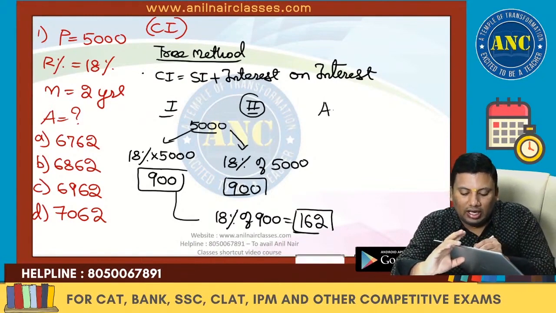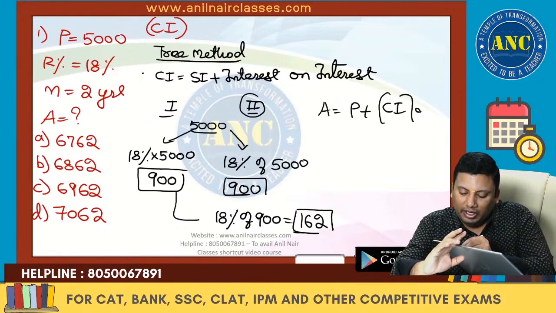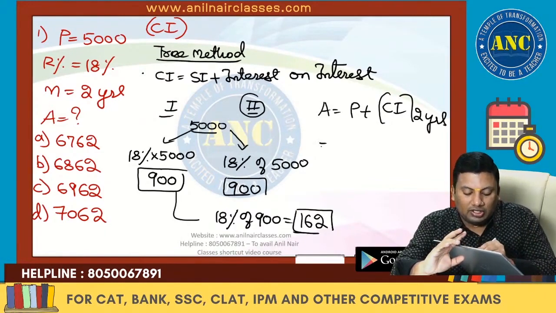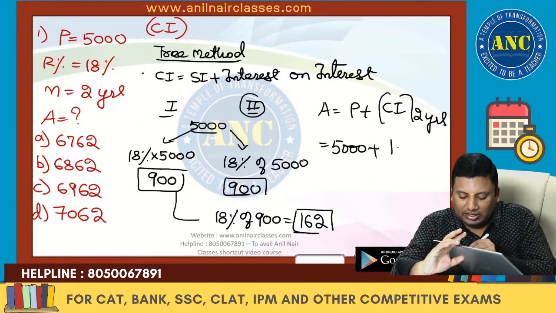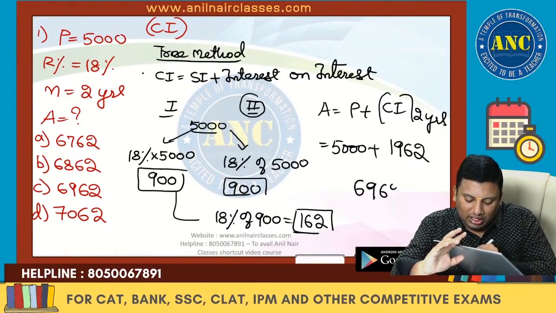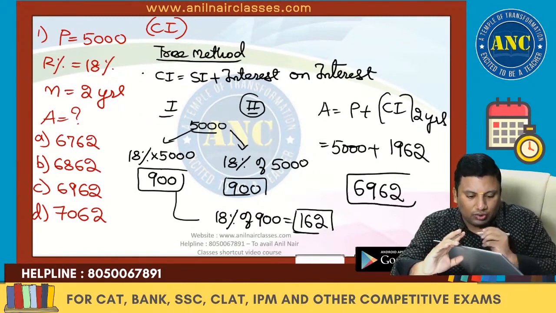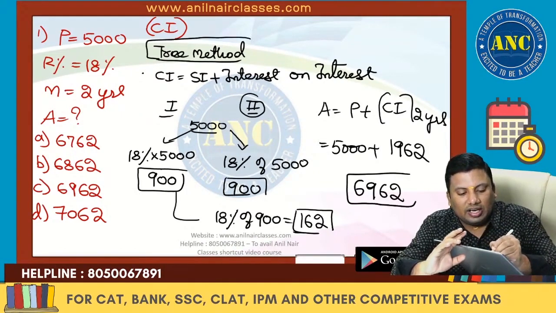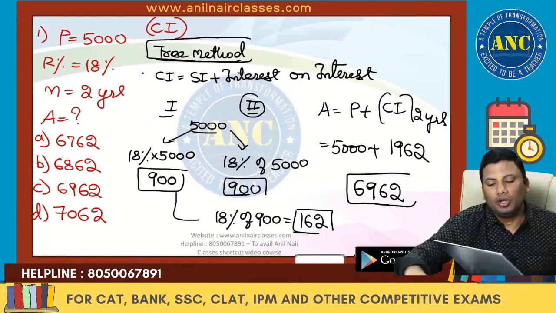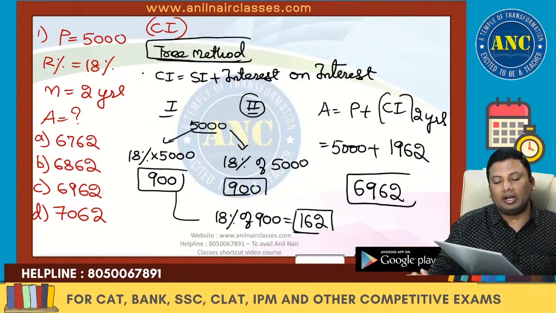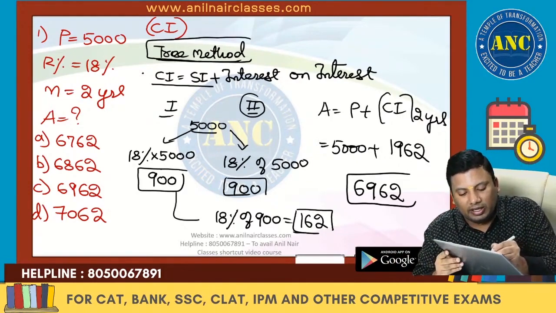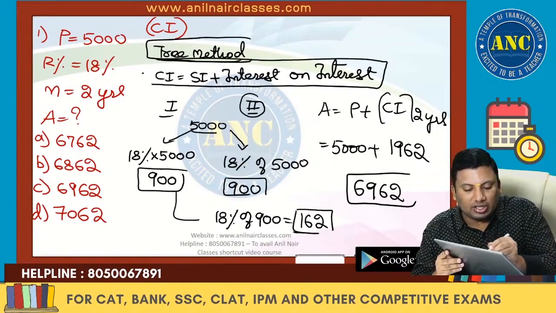So the total amount is the principal plus compound interest for 2 years. Principal is 5,000. CI for 2 years is 1962. So the answer for this question is 6962. This is the tree method. Yesterday we discussed so many problems based on the tree method. CI is nothing but SI plus interest on interest.